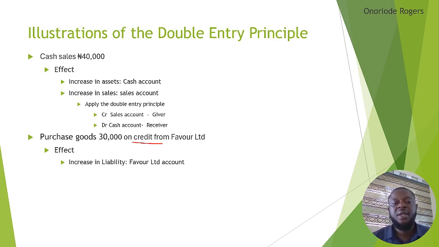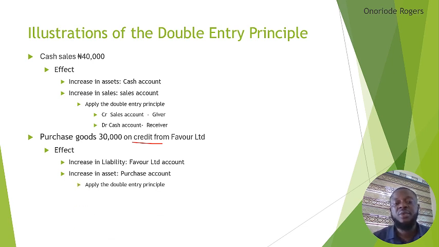We are going to pay Favor Limited in future. That means liability, our debt, is going to increase by 30,000 naira. Then asset is going to increase also. How will asset increase? Asset is going to increase in the sense that the goods we bought came into the company, which is, we are now warehousing the assets which we have bought, though on credit.